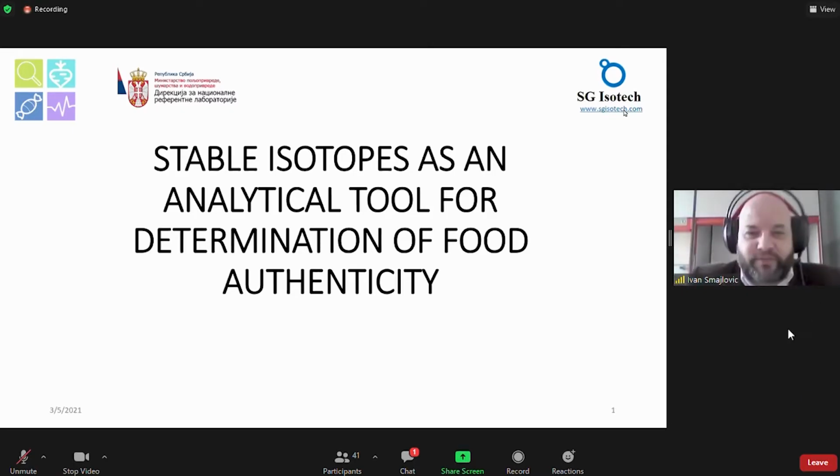So stable isotopes as an analytical tool for determination of food authenticity.